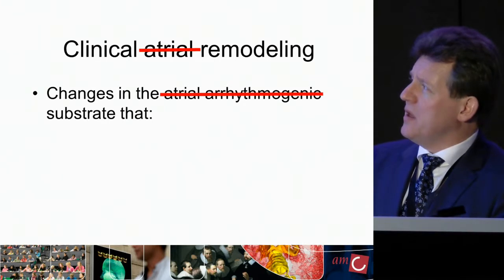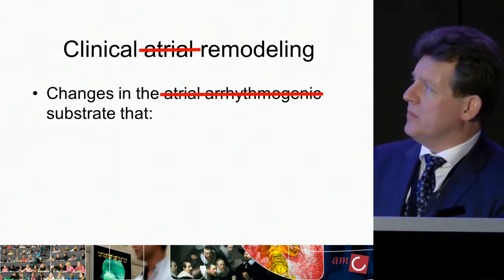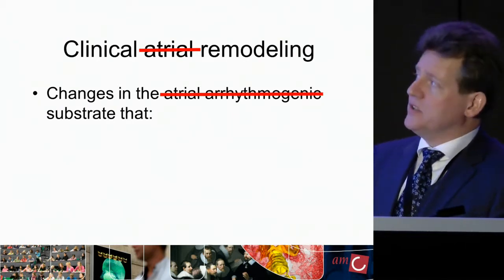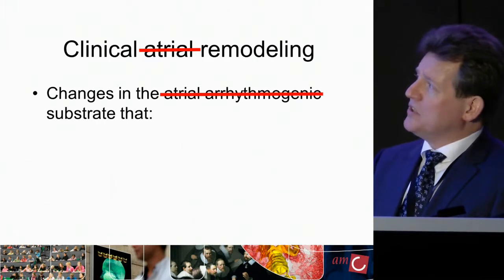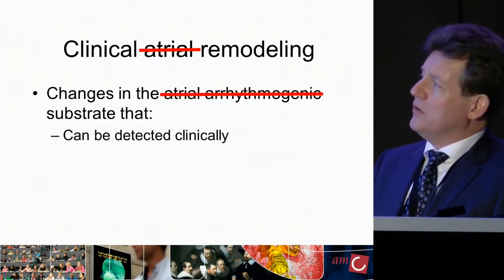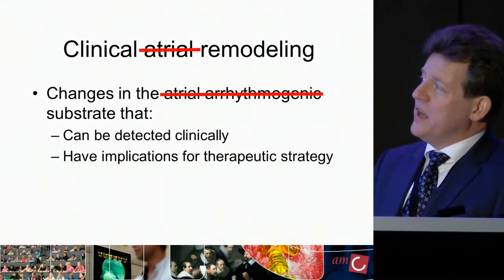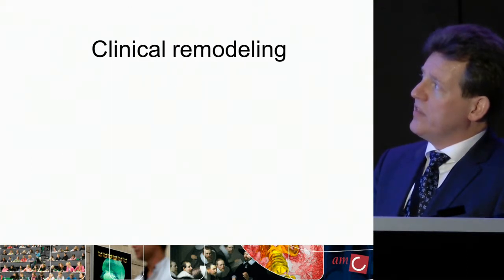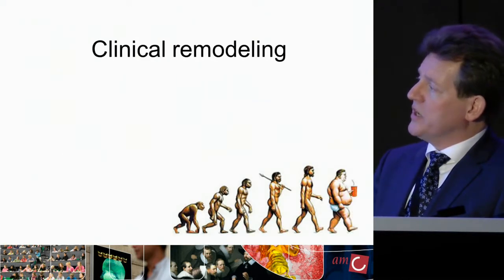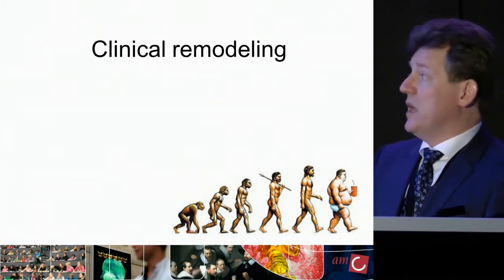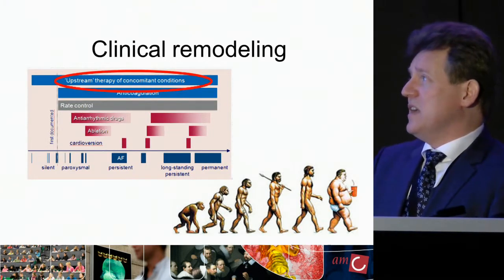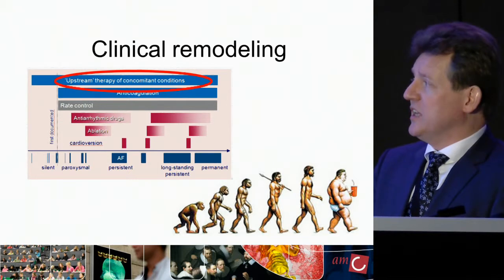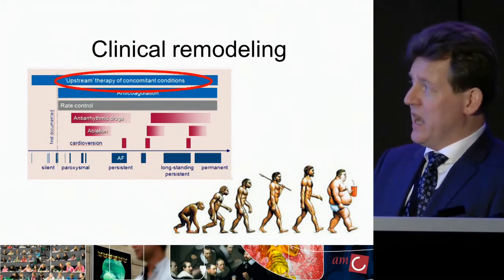I'd like to bring your attention to one other thing, because as a doctor, we're not treating atria, but we're treating patients. And I would say maybe we should look at remodeling at all and look at things that can be detected, have implications for therapeutic strategy, and can preferably be followed up. And if you then think about clinical remodeling, one thing that comes to attention is overweight. And indeed, the guidelines point us at treating upstream the concomitant conditions that lead to AF or may aggravate AF.